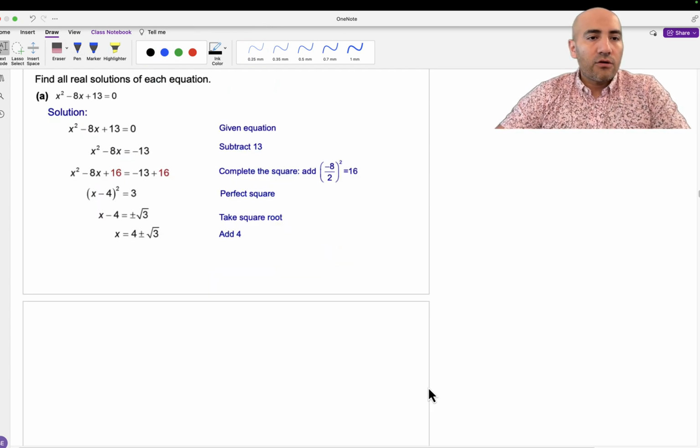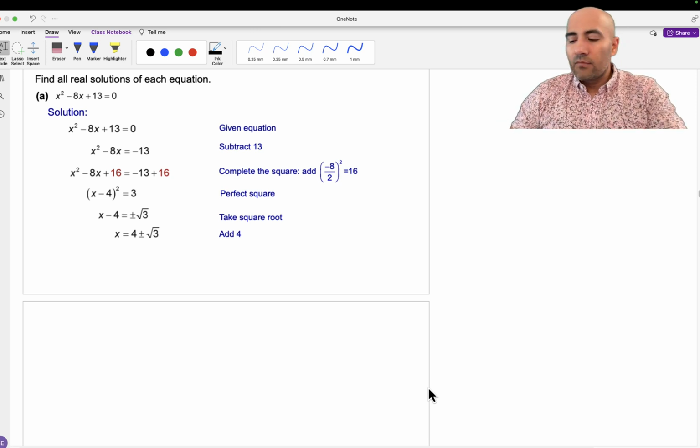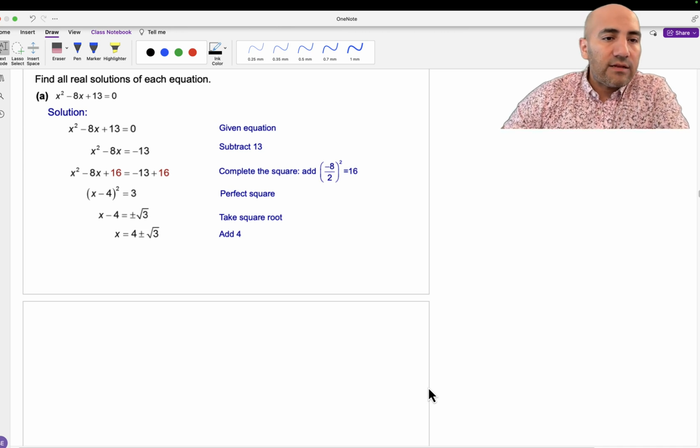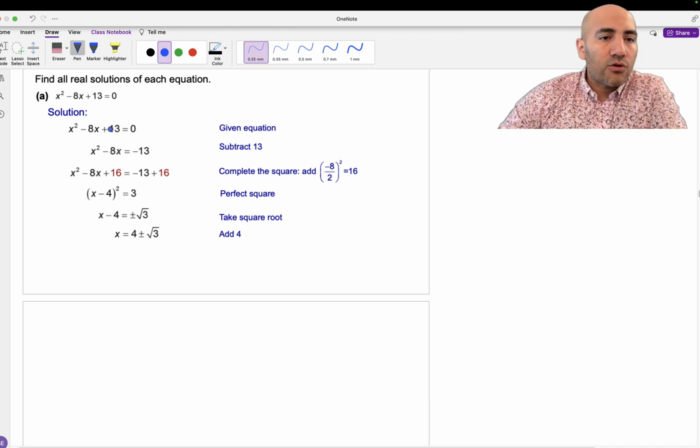Okay, here's your author's solution for this one. Pretty much the same thing, a little neater, a little cleaner. Your author chose to do it slightly differently. First thing they did was move this 13 over to the other side, right? So subtract 13 from both sides.